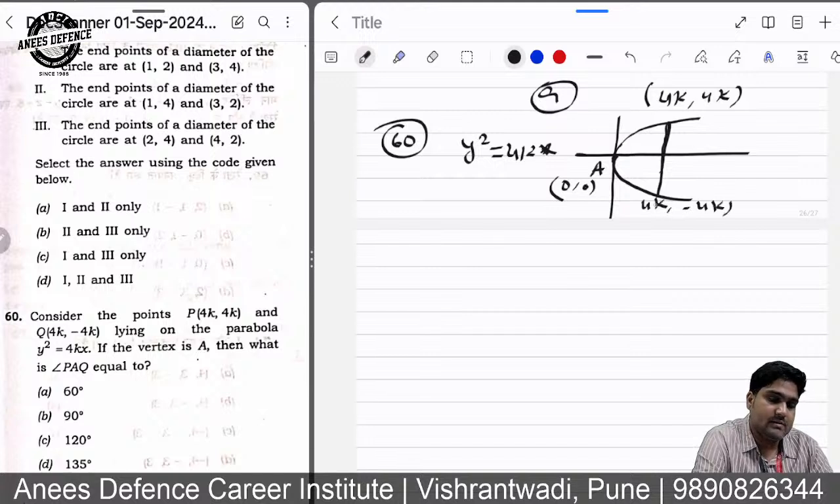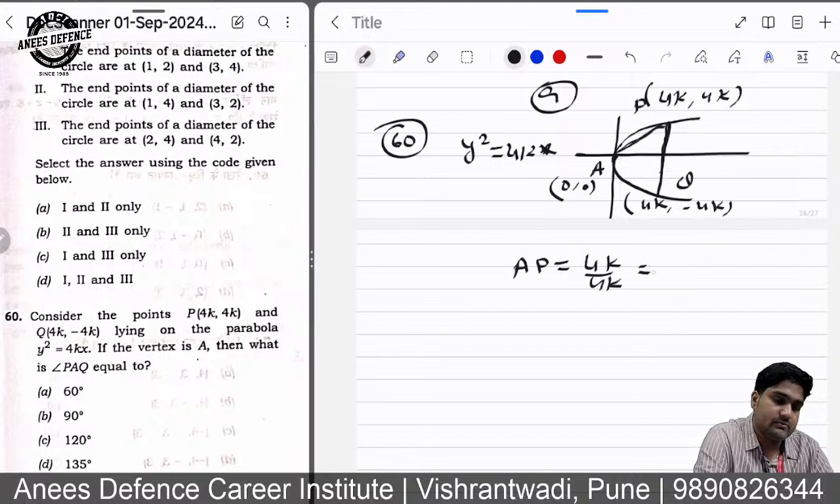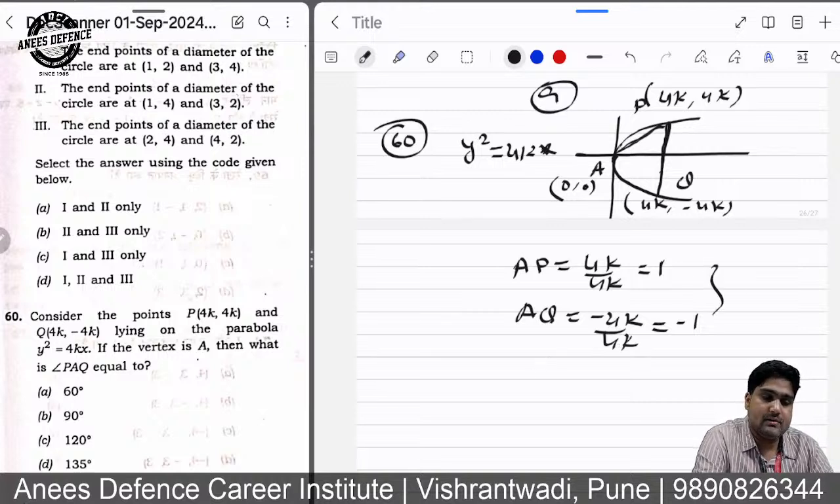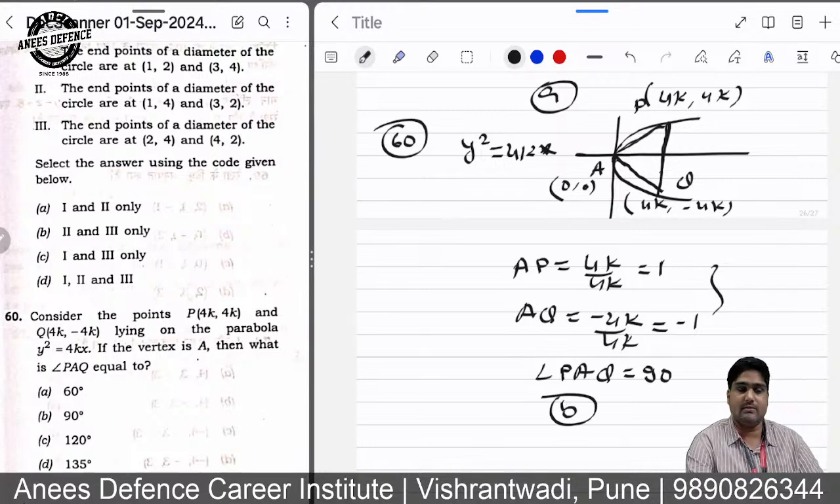We need to calculate the angle between P and Q. This is P and this is Q. If I find the slope of AP, it's 4k/4k, which equals 1. And if I find the slope of AQ, it's −4k/4k, which equals −1. The product of the slopes is −1, hence the angle PAQ is 90 degrees. So option B is the correct answer for question number 60.